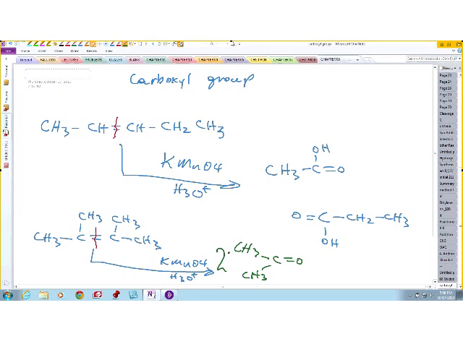Why? The two hydrogens, where are they? Anytime you have a carbon that is not attached to hydrogen, you get a ketone. Okay?